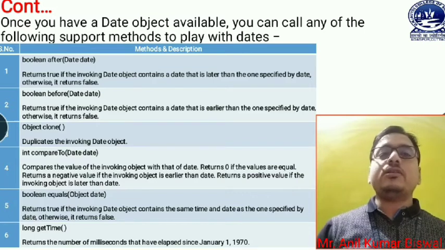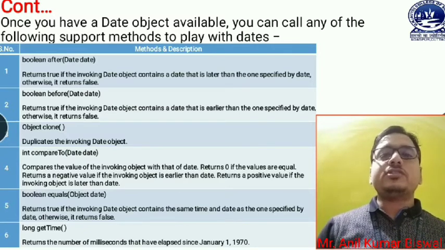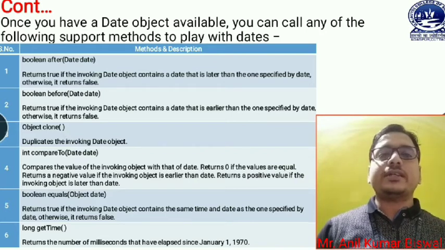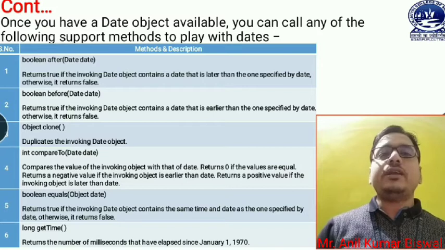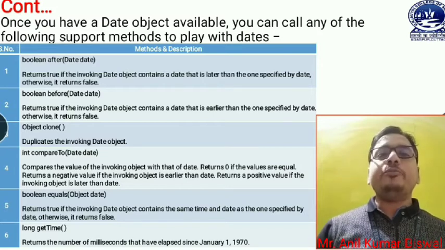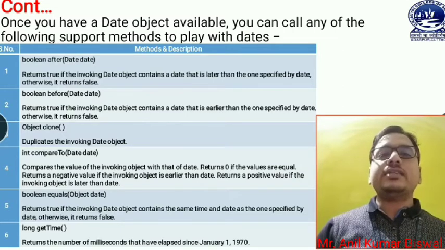The equals method also takes a parameter named date, which is of the Object type. That method returns a boolean value, so it returns true if the invoking Date object contains the same time and date as the one specified by the date, otherwise it returns false. If the system date is not equivalent to the defined date, it returns false. If it is equal, it returns true, which is already defined in the slide, and it always returns a boolean type. Boolean type means true or false.